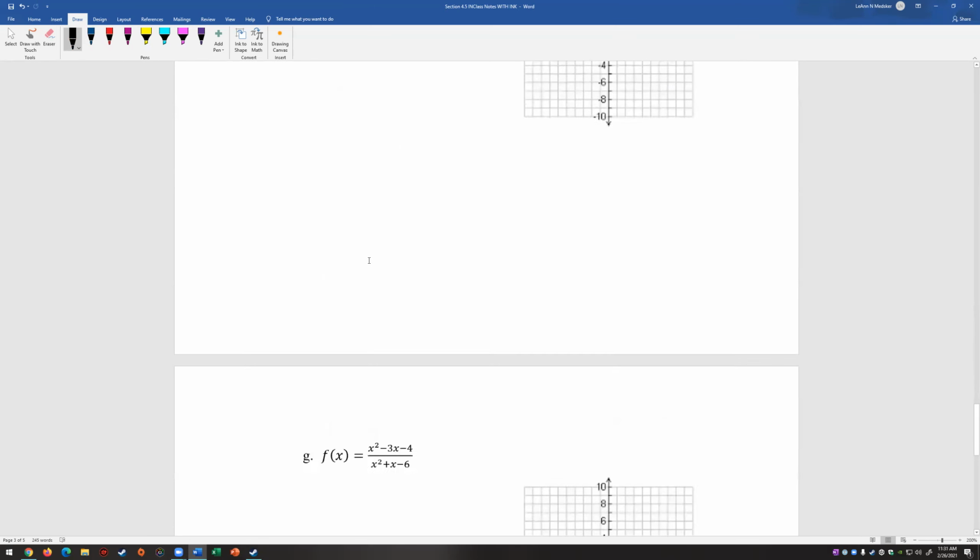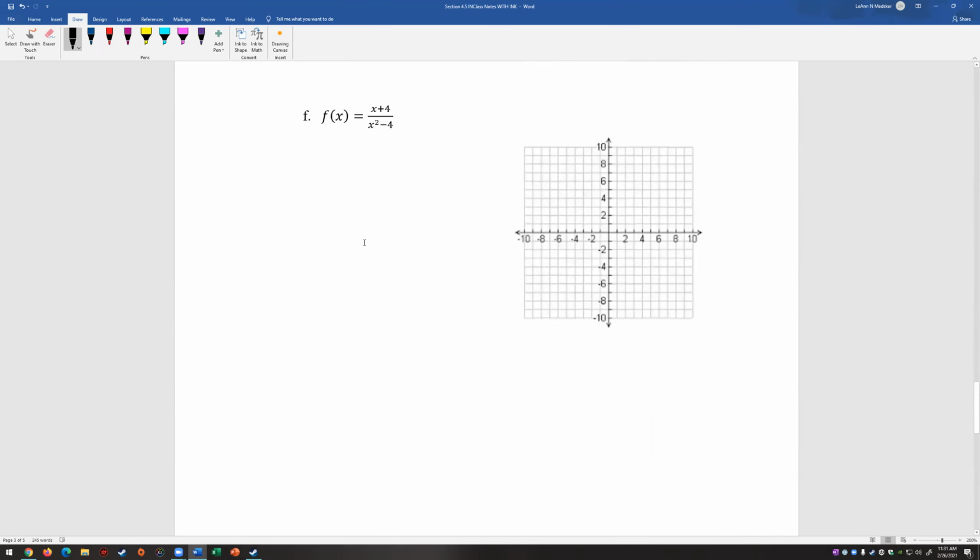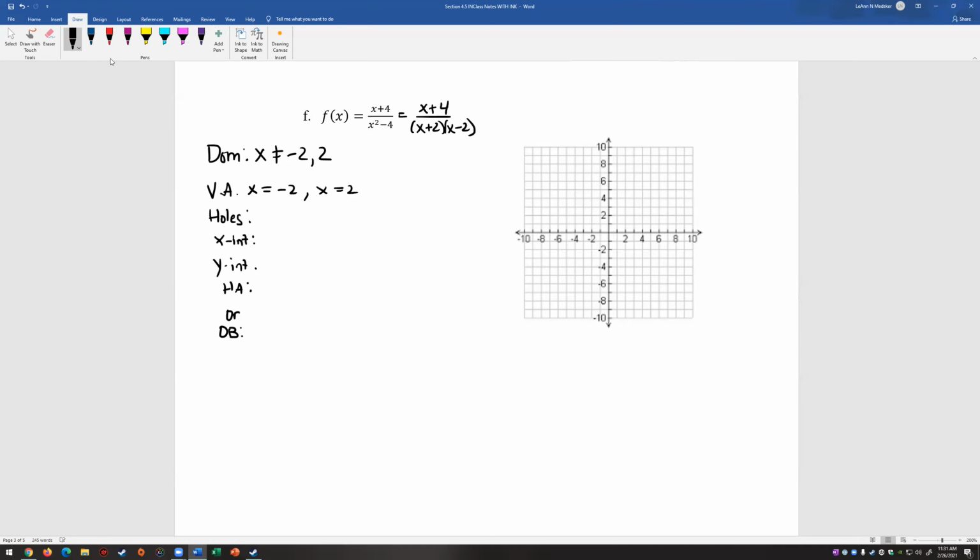Okay, I had E and G on the other video that I already posted, so let's look at F. Same list: we need our domain, our vertical asymptotes versus our holes, our x-intercept, y-intercept, horizontal asymptote, or oblique. Factoring the bottom, we'll get x + 4 over, this is a difference of two perfect squares, so it'd be x + 2, x - 2. That means we have two domain restrictions of -2 and 2. Nothing cancels, so those are both vertical asymptotes. And we have no holes.